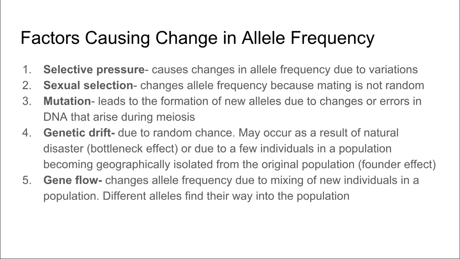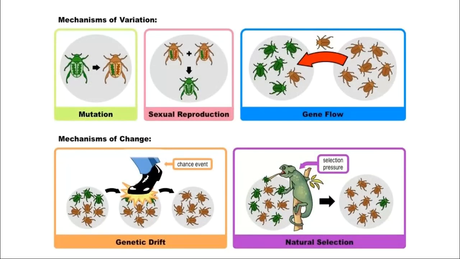This might be because of a natural disaster, and this is where we see the bottleneck effect, or when a population becomes geographically isolated from the original population, we can see the founder effect. And then we have gene flow, which is the change in allele frequency due to the mixing of new individuals into the populations, therefore introducing different alleles.